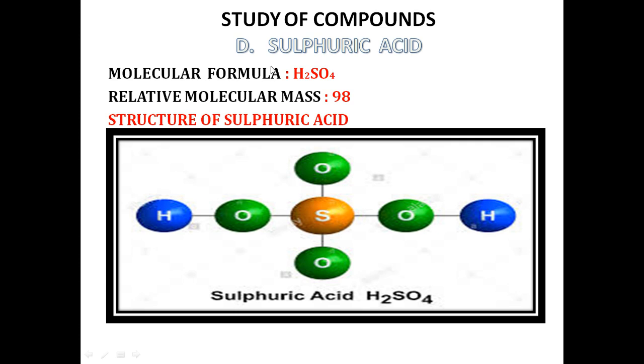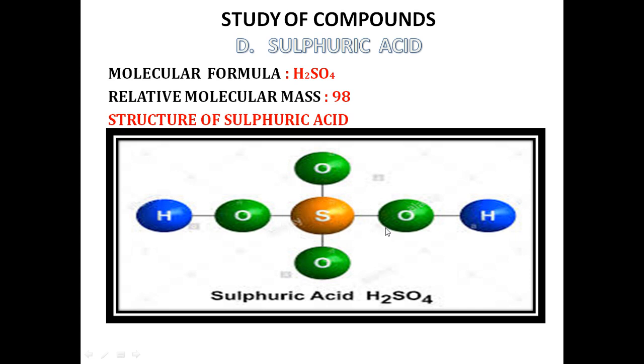So what is the molecular formula of sulfuric acid? It is H2SO4 and its molecular mass is 98. Then this is the structure of sulfuric acid. Sulfur is surrounded by 4 oxygen atoms, and this oxygen atom is linked to this hydrogen atom, and this oxygen atom as well is linked to this hydrogen atom. So this bond, this bond and this bond, any of these four bonds, you can see here 4 covalent bonds.